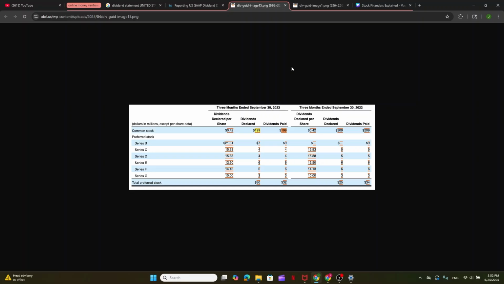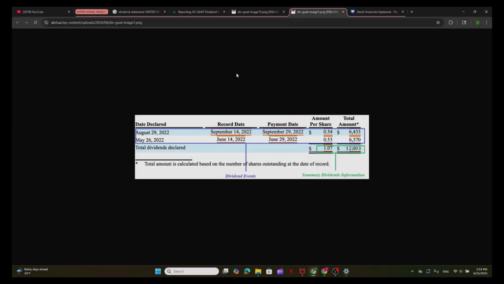So a dividend statement is like a receipt from the brokerage showing the dividends you've earned from stocks you've held throughout the year. It details how much you were paid, when, and from which company you were paid. In this example, each of the series would be a different company: Series B, Series C, Series D, etc. Let's break down the important sections you'll see.